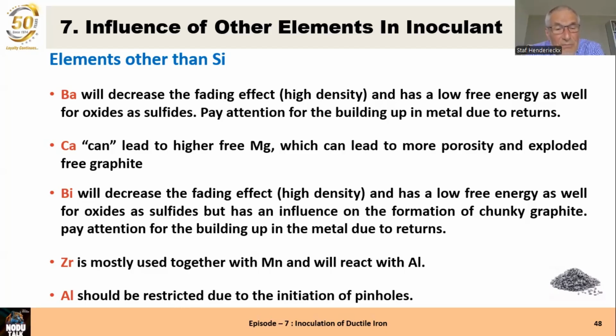And what's not put here, but please remember it, it makes liquid slag, which is very difficult to hold even by a filter. Bismuth is also decreasing the fading effect due to the high density, and has also a low free energy, so it's very, very low. But it must be compensated by cerium, or it will have an influence on the chunky graphite by its relation to the cerium. Pay attention, bismuth is building up in your returns. So it's not because you have measured it now that in 1 week you have the same. It can be much more.